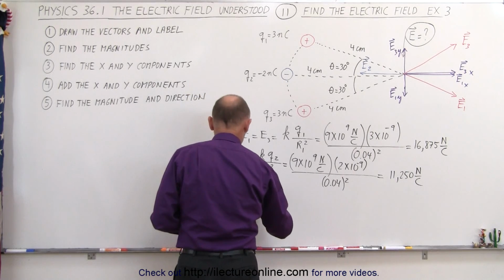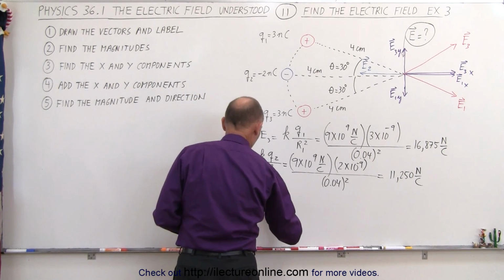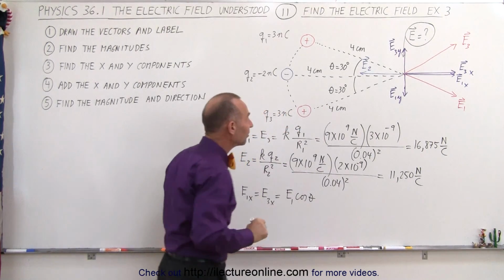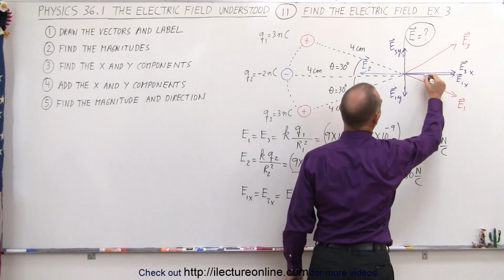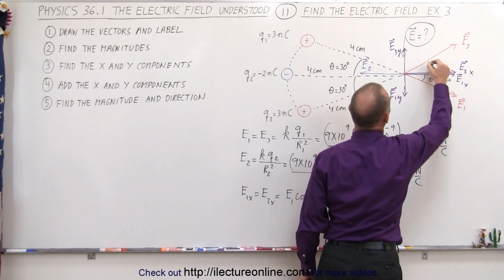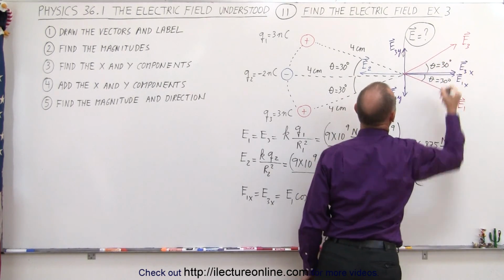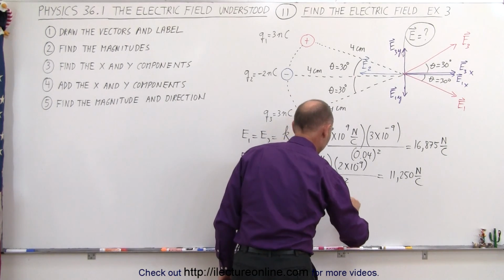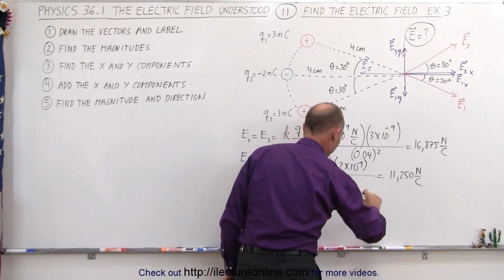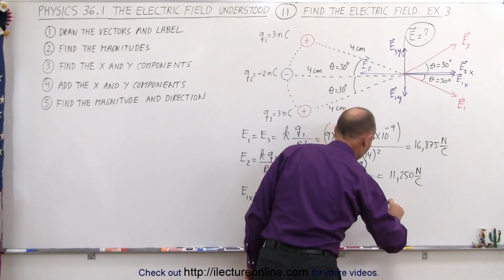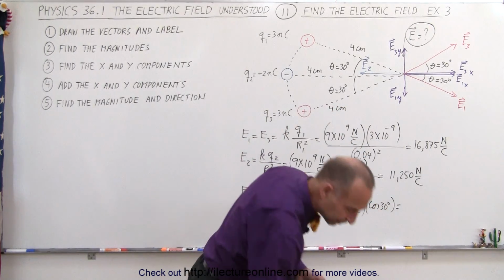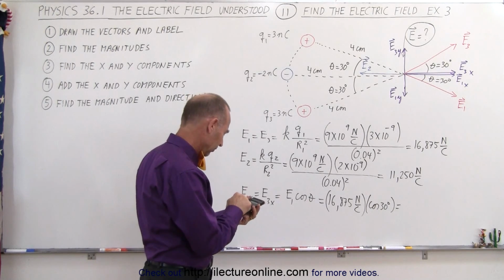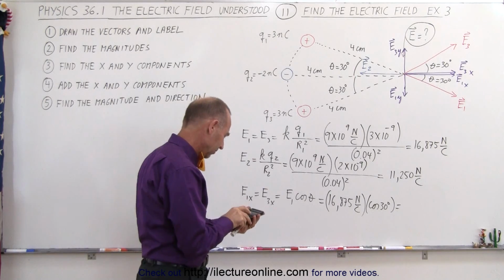So now we can say that E1x is equal to E3x, which is equal to E1 times the cosine of the angle theta. In this case, the angle is 30 degrees because these angles are opposite angles, so this is equal to 30 degrees, and so is this angle, theta equal to 30 degrees. So that becomes equal to E1, which is 16,875 newtons per coulomb, multiplied times the cosine of 30 degrees. So let's see what that is equal to. 16,875 times the cosine of 30 equals 14,614.